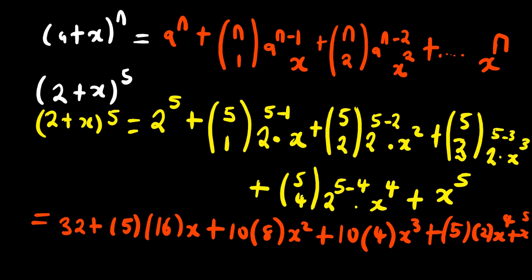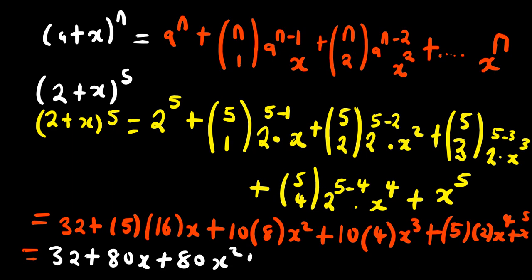Then we simplify this expression. So we are going to have our 32 plus 5 multiplied by 16, that is 80. So I have 80x plus 10 multiplied by 8, that will be 80. Then don't forget your x squared, plus I've got 10 multiplied by 4, that is 40. Then don't forget your x to the power 3, plus I've got 5 multiplied by 2, that is 10. Don't forget your x to the power 4 plus x to the power 5. You're also able to see that the powers of x are increasing. So this is how you solve expansions using the binomial theorem.